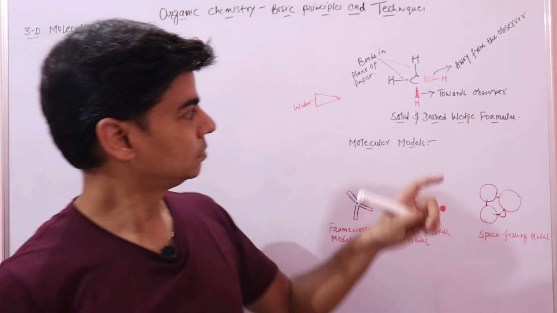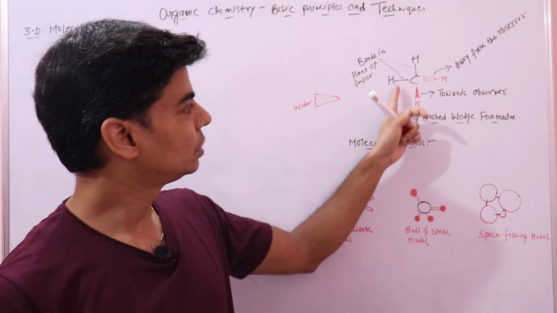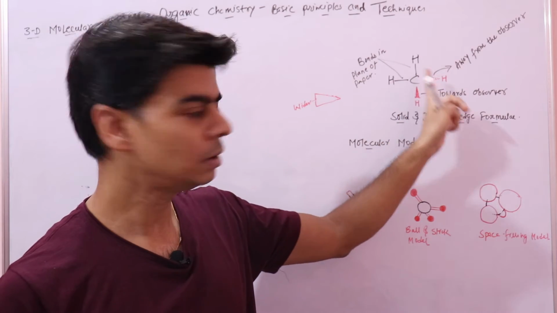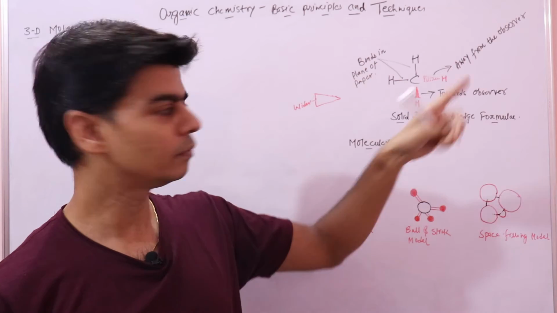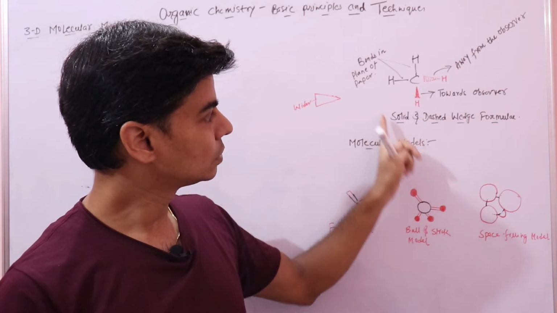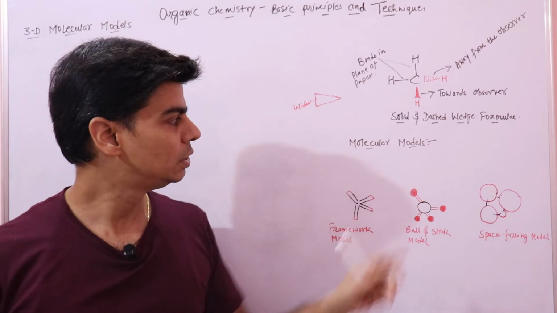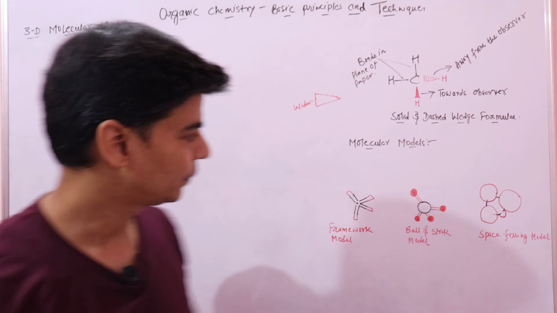Simple solid lines are used to represent bonds in the plane of paper. So these two are in the plane of paper, and these two are out of the plane of paper. One is above the plane of paper, the other is below it. So this is your three-dimensional representation of an organic molecule using the solid and dashed wedge formula.